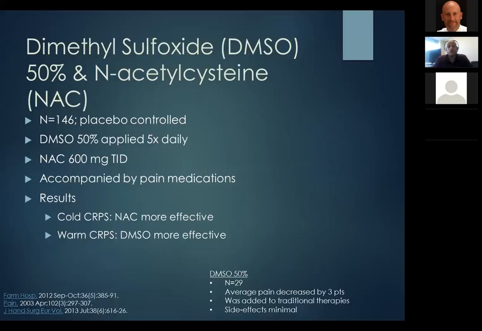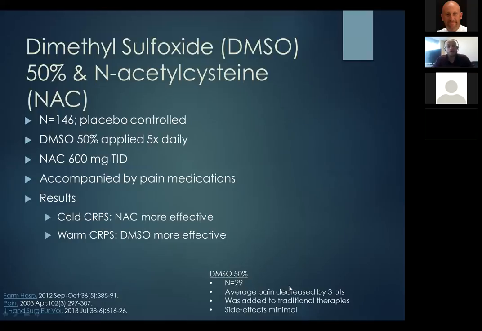Now, they did have pain medications that were accompanied, and they didn't really say which pain medications they were, and they didn't give percentages. However, the results of the study found that they are both beneficial. Typically, the DMSO is more beneficial for warm CRPS. So this is something we would typically consider more in the acute phase of complex regional pain syndrome. However, if they have developed to the later stages of CRPS, it would probably be more beneficial to try N-acetylcysteine first, because it was found to be more effective in cold CRPS, which is typically found in the later stages. They also assessed a study with DMSO 50% in 29 patients.